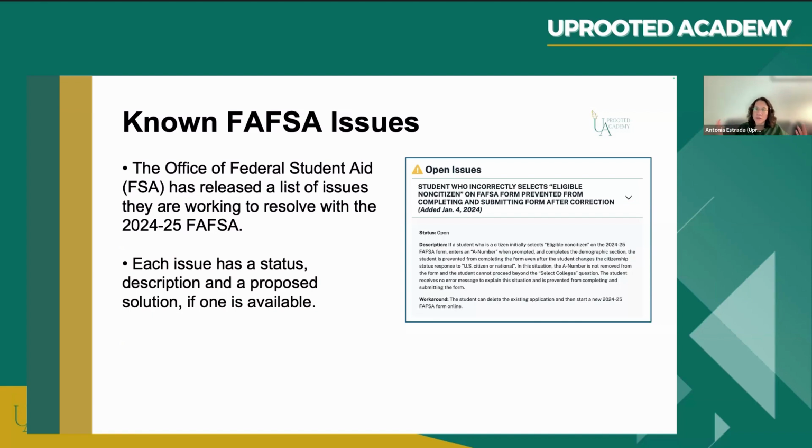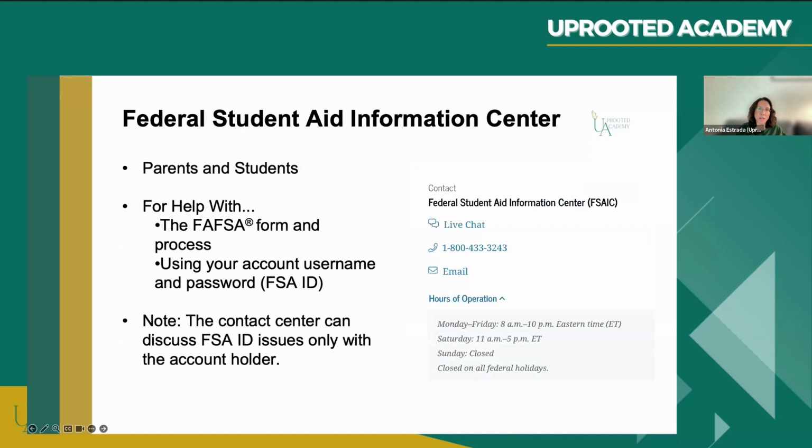So if your students have an issue, you can check to see if yours is listed on the FAFSA issue alerts page. If it's not, then your students can contact Student Aid's helpline, see if they can get further guidance. And that information is listed on the next page. We'll also be sending a link in a follow-up email that will take you directly to the information center. So this information center is for parents and students, for help with the FAFSA form and the process, and for help with any issues regarding the FSA ID.